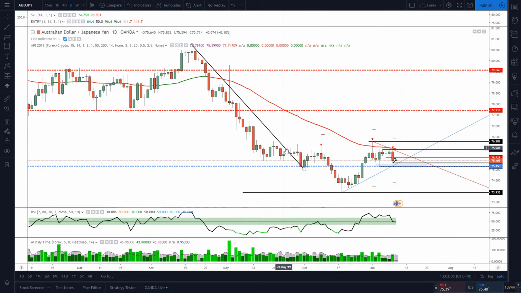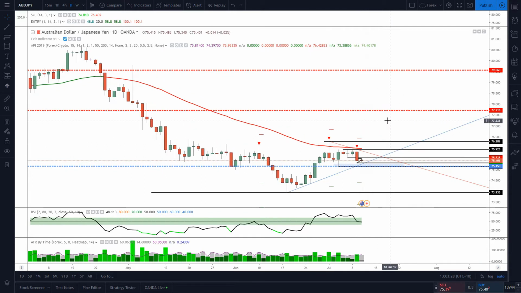So we've established that although we've reclaimed this daily support zone, price is still in a bearish trend on the daily chart, which is the mother of all charts, especially for intraday traders. I mean, the daily chart's the boss. Whatever the daily chart's doing, that's the one you pay the most attention to, give the most priority to.